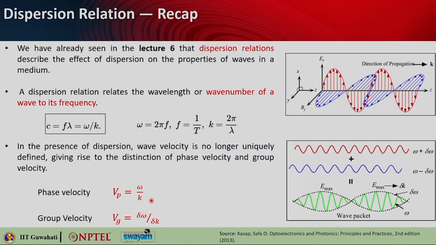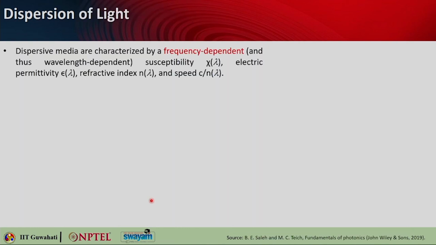We have discussed this in detail, but the reason we are discussing it again here is to tell you that dispersive media, the media which show dispersion, can be characterized by a frequency dependent, or wavelength dependent, susceptibility. So chi is basically a function of lambda, and hence the electric permittivity becomes a function of lambda, and also the refractive index and the speed. Everything becomes a function of lambda.